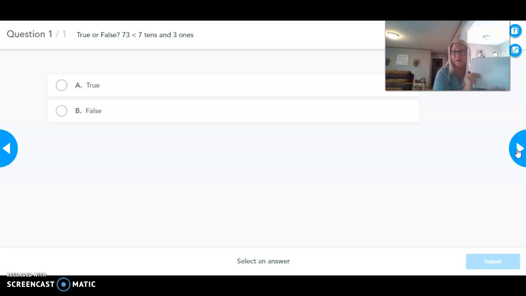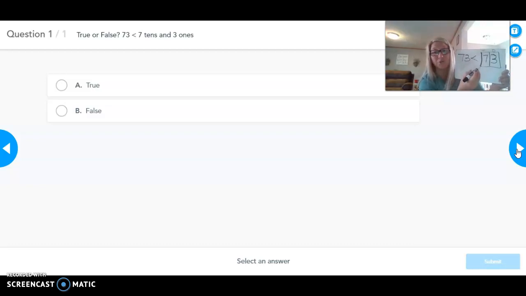So this is where you would get out your dry erase board I gave you. 73 is less than 7 tens and 3 ones. So I'm going to draw a place value chart. I'm going to put just a T and an O to represent tens and ones, just like we practice. 7 tens and 3 ones. So is that true? Is 73 less than 73? No, 73 is the same.